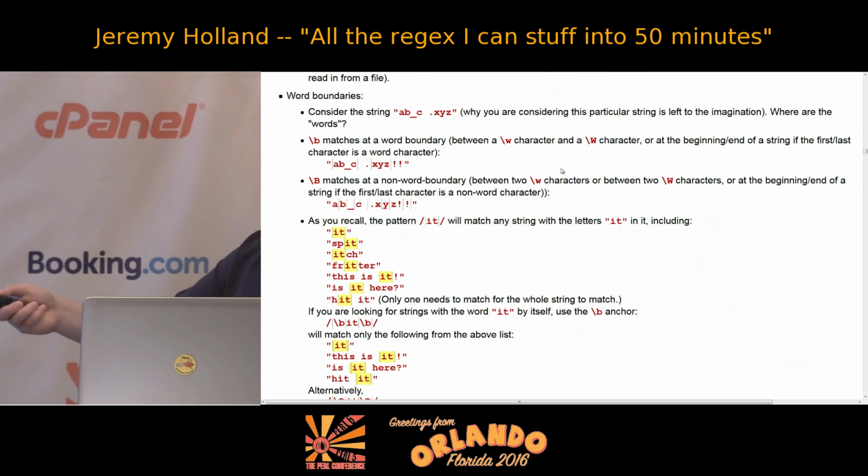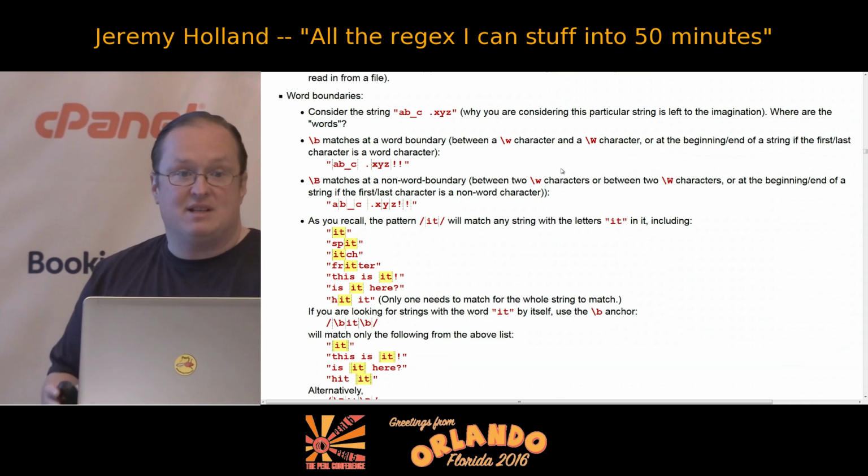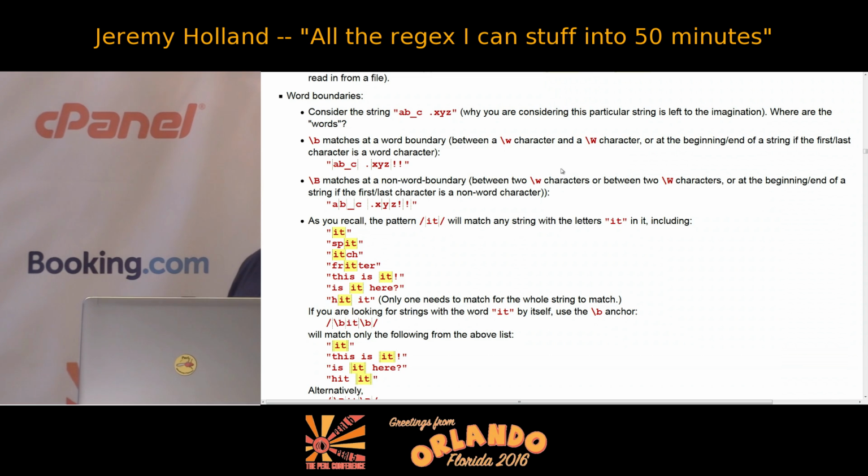So the \b matches at the beginning, after the C, after the dot, and after the Z. No, I'm missing the exclamation marks up there. Note it doesn't match between the space and the dot, because that's not a word boundary. It's in the middle of a string of non-word characters.